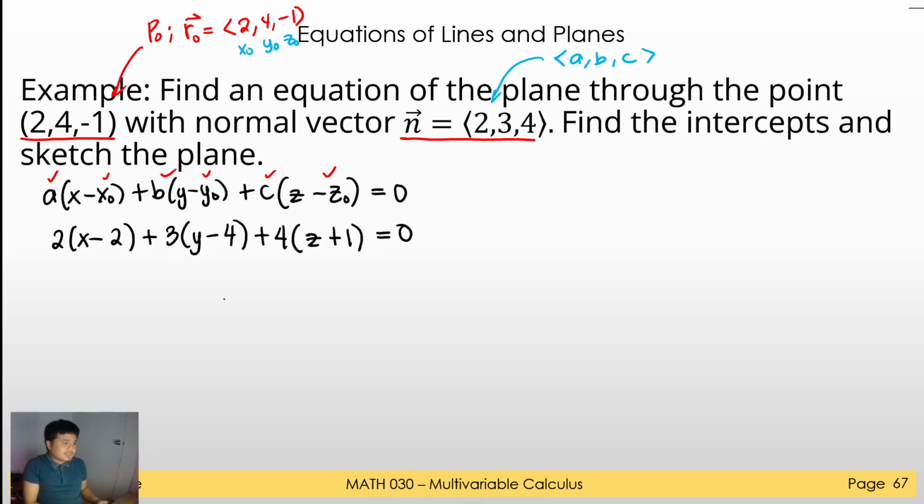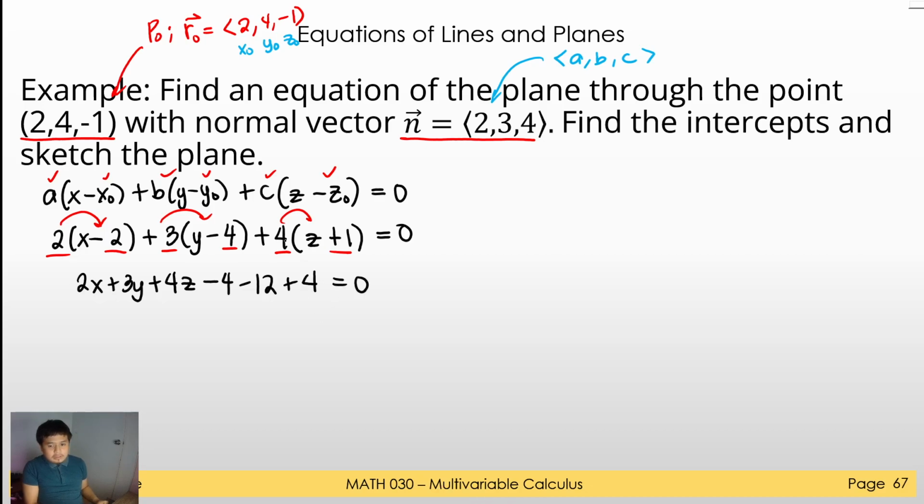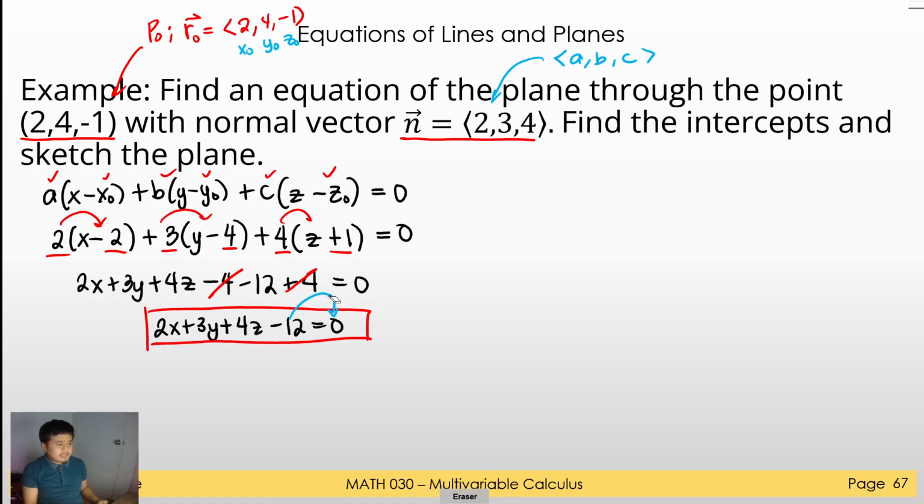Actually, you can just box this one. But to make things better, we can distribute this. We have 2x plus 3y plus 4z, and then we have -4, -12, and then 4. To simplify, we have 2x plus 3y plus 4z minus 12 is equal to 0. We can just box this as it is, or you can also write it on the other side of the equation if we want to.